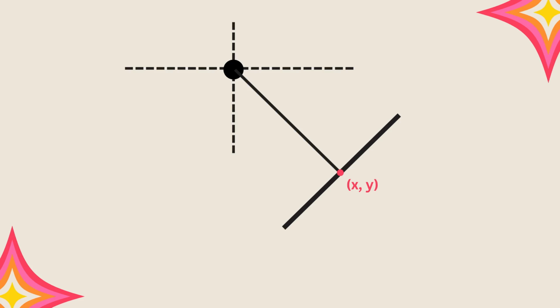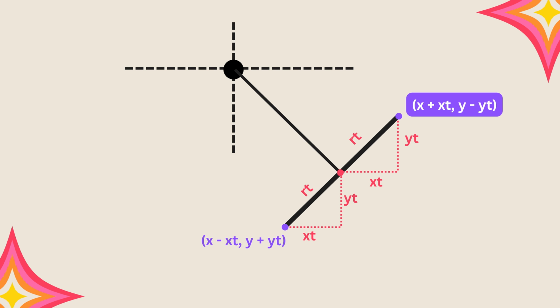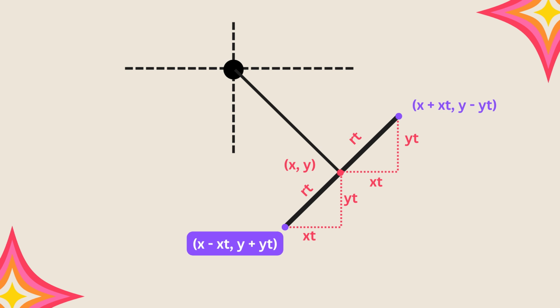Now let's focus on the other line that makes up the letter T. This line is going to be perpendicular to the bottom part of the T, and is tangent to the second point, x, y. Because the length of these two sides are equal, we know that the x and y distance here are also equal. Let's call it xt and yt. And so the points will be x plus xt, y minus yt, and x minus xt, y plus yt.